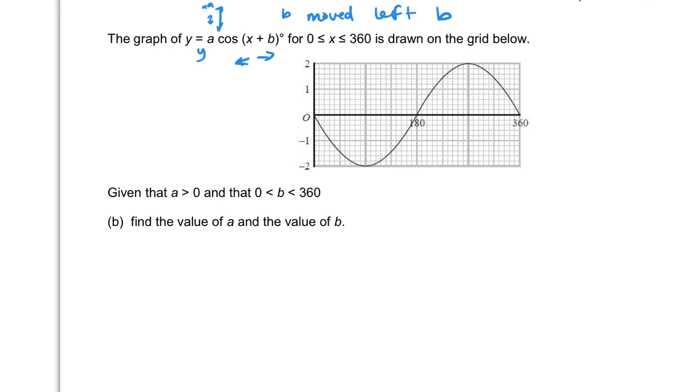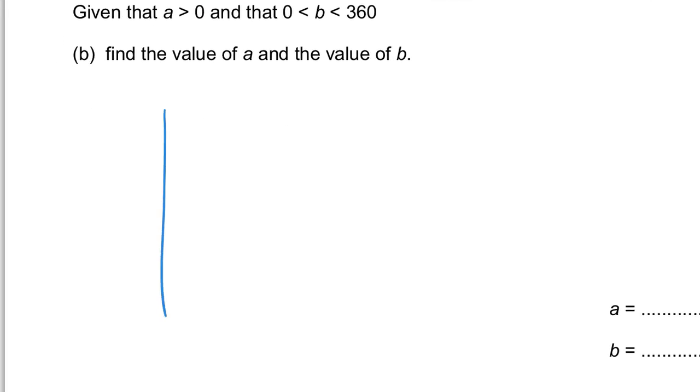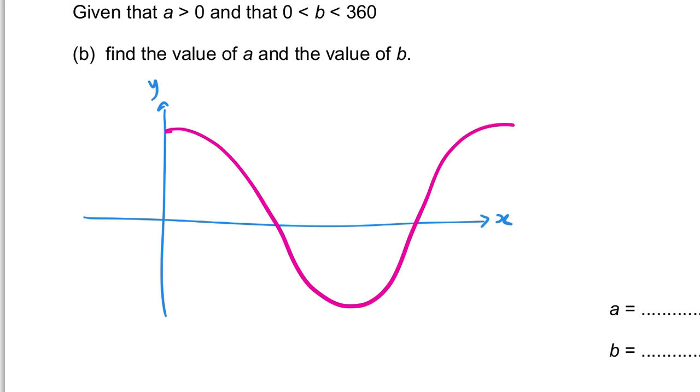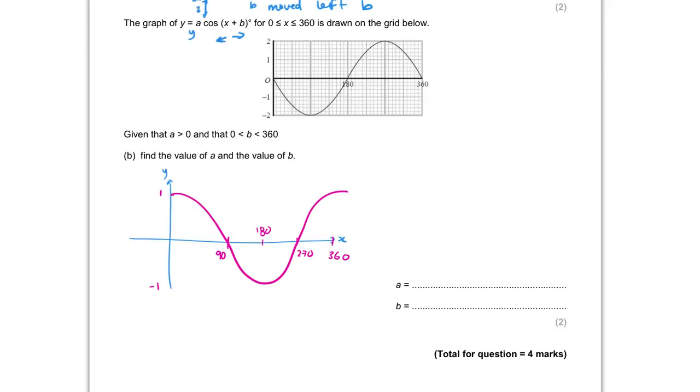Cos. Trigonometric function. What do we know the cos graph looks like? The cos graph looks like this. Between 0 and 360, it starts at 1. So, maximum 1, minimum -1. Crosses at 90. This is 180. This is 270. This is 360. So, how have we gone from our cos graph to this one?